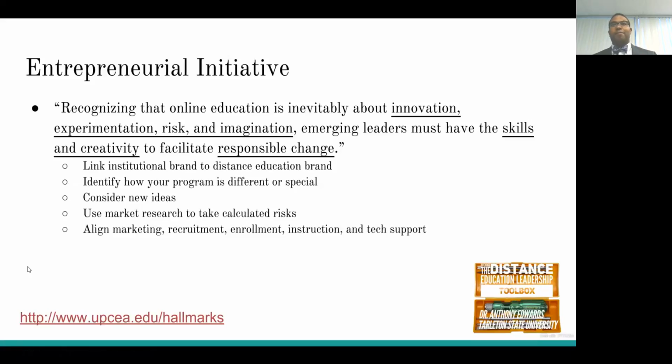Also finally, aligning your marketing, your recruitment, enrollment, instruction, tech support, all these different departments and getting them all on the same page. So it's important that you talk and that you work together, even if you disagree. Sometimes it's easy to have your own little area and think, well, this is what we need, and the other department doesn't see it that way, and let that drive your interaction.